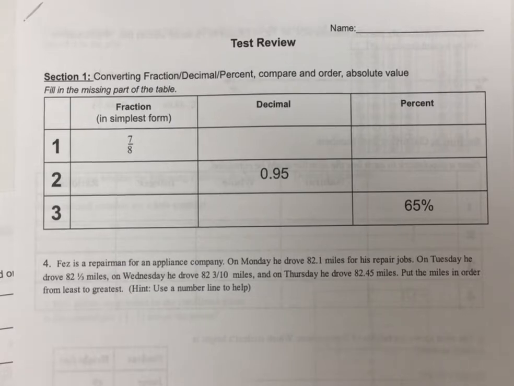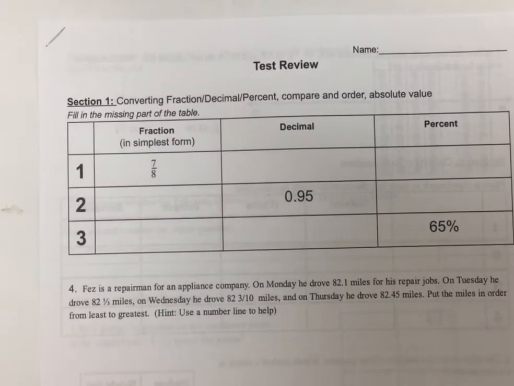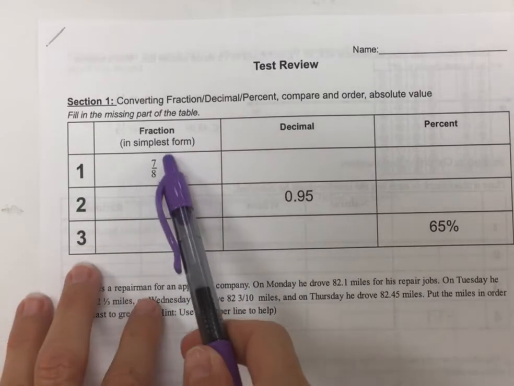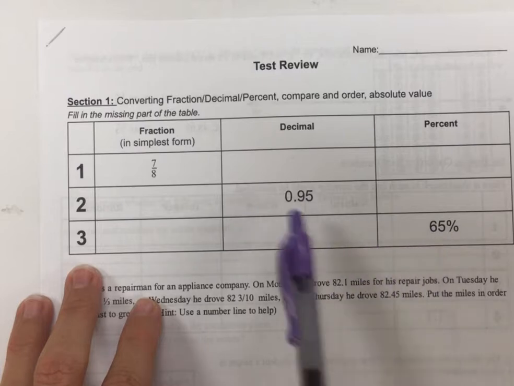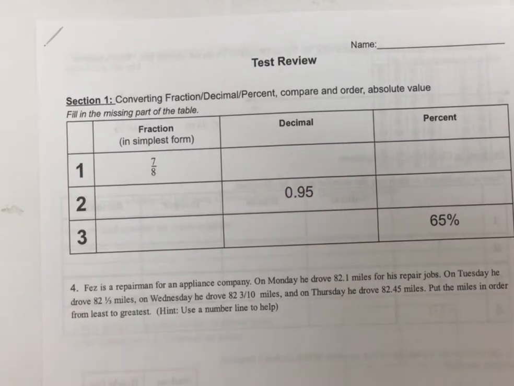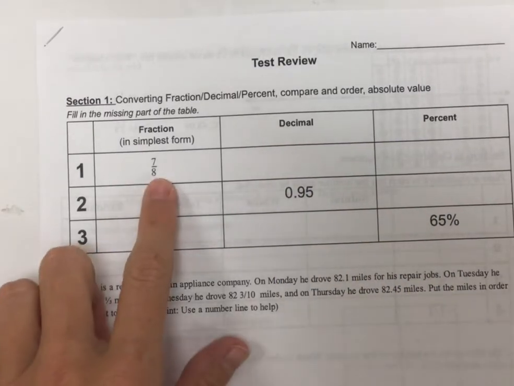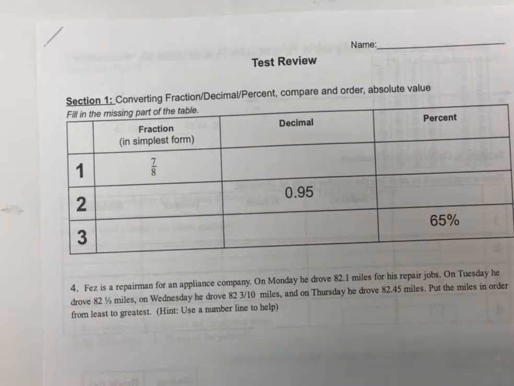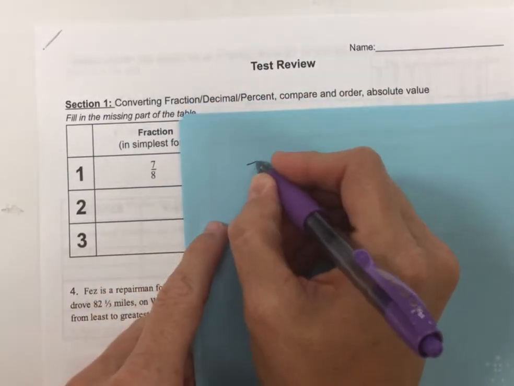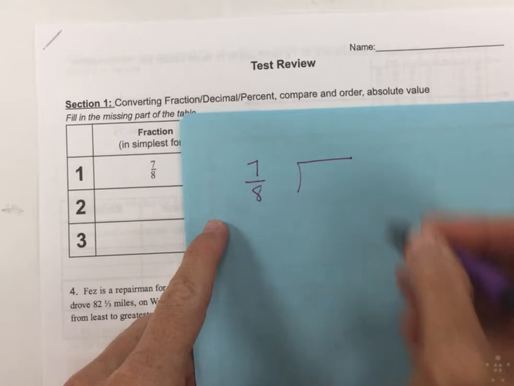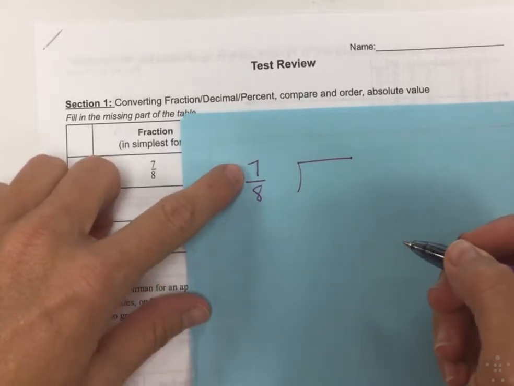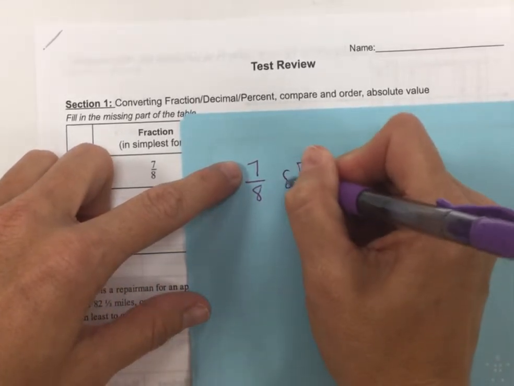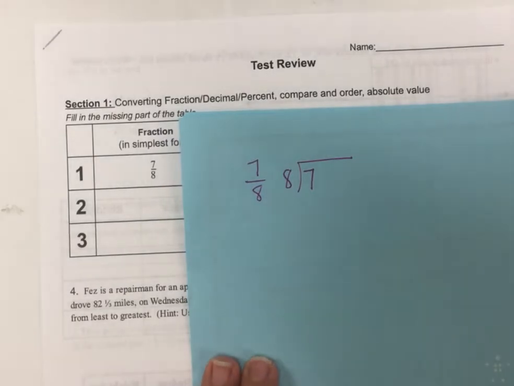All right, we're going to start with section number 1, which is converting fractions, decimals, and percents, and comparing and ordering absolute value. So what we're going to do is take either the fraction, decimal, or percent, and convert it to the other two pieces that we are missing. So the first fraction is 7/8. For 7/8, we want to go ahead and divide that. You want to put the numerator inside. The one you say first, your numerator, always goes inside, denominator on the outside.